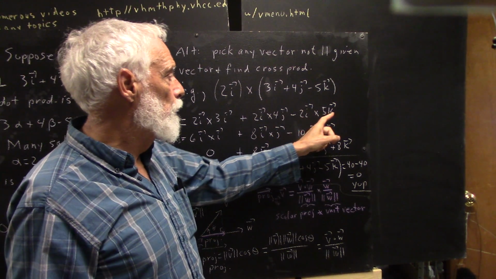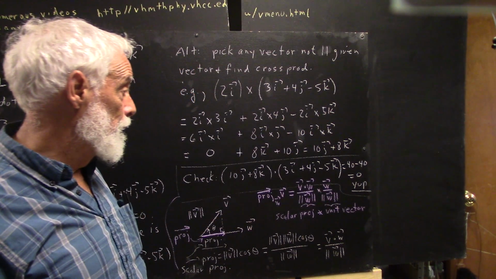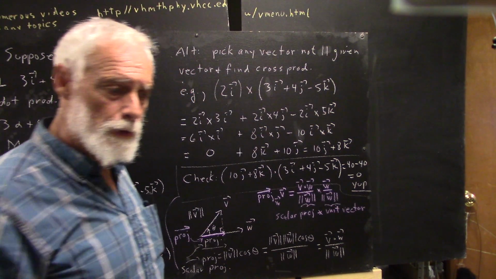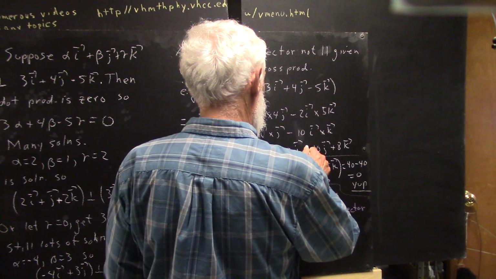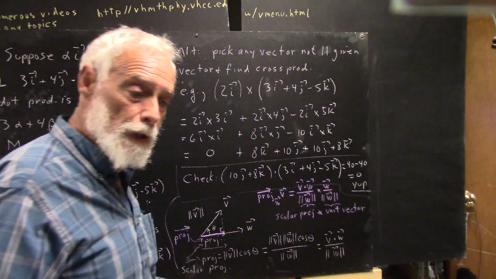Similarly, the i cross k vector is what? And I just saw an equal sign here that doesn't belong here. That should be plus. Correct that before I go on.